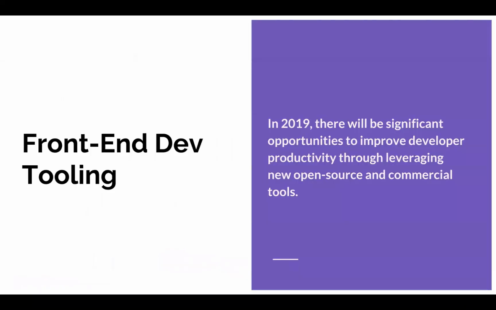So to summarize this section and summarize the whole talk, we believe that in 2019, there will be significant opportunities to improve developer productivity on the front end through leveraging new open source and commercial tools like TypeScript and GraphQL and React, and then the wealth of commercial tooling out there to help further increase productivity.